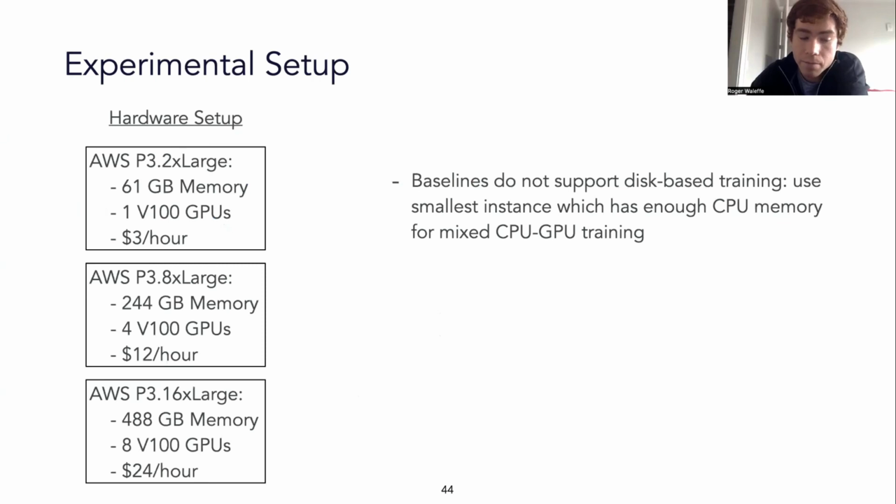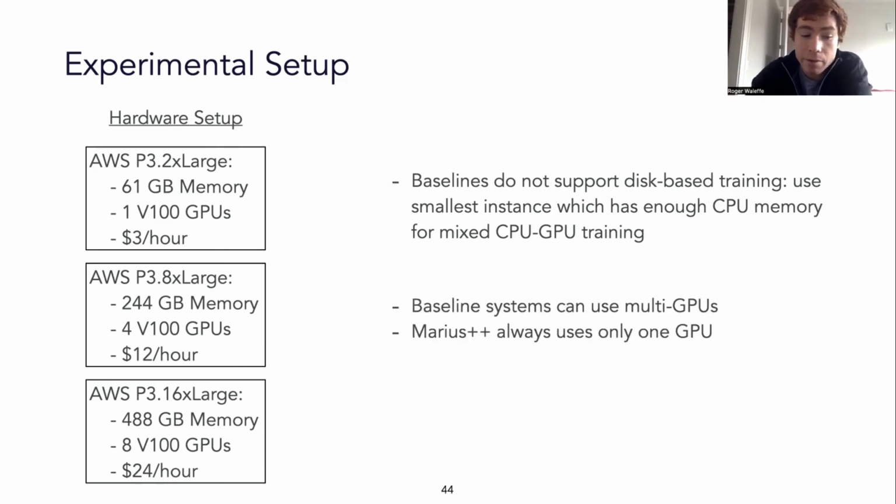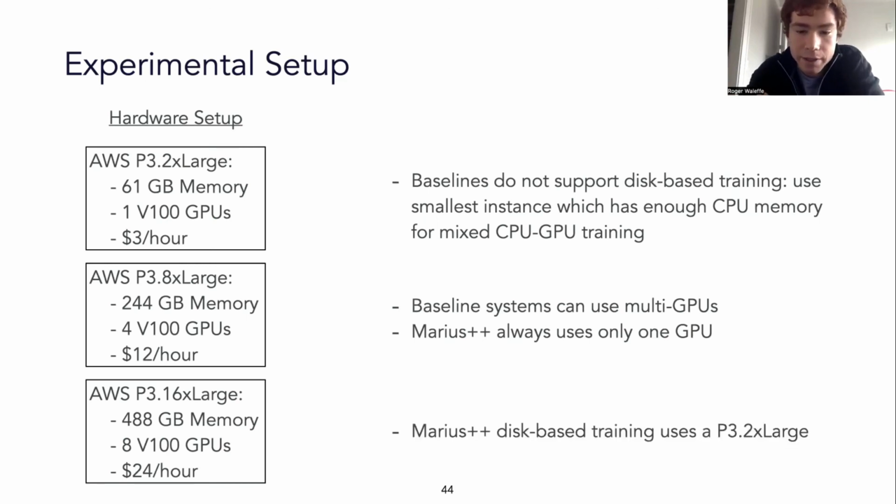For our hardware setup, we used the AWS P3 GPU instances with V100 GPUs. And for baseline systems, since they require the graph data to be stored in CPU memory, we always chose the smallest machine with enough CPU memory for mixed CPU-GPU training. We allowed baseline systems to use multiple GPUs if applicable, but always trained Marius++ with only a single GPU. And finally, for Marius++ disk-based training, we always use the smallest P3.2xlarge machine, which doesn't have enough CPU memory to store any of the graphs in our experiments.